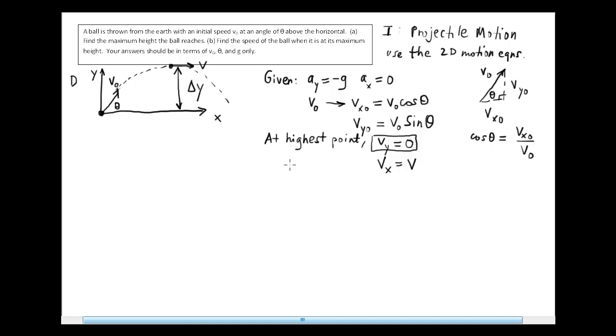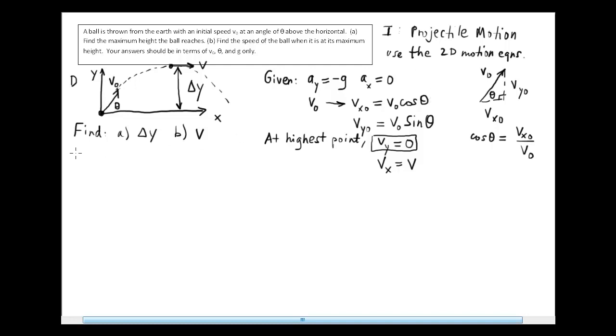So with all that given information, what are we trying to find? In part A, we're trying to find delta y. In part B, we're trying to find the speed at the maximum height, which is v. Right? Those are the two things. And those will be important in deciding which equation we should use.